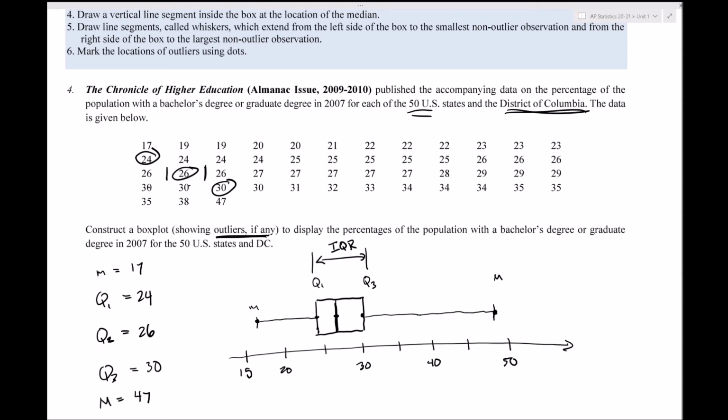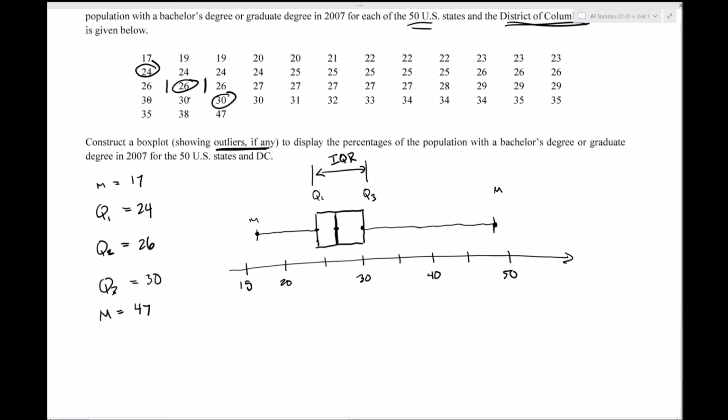So we need to see if we can actually find out if there are any outliers, and the way to do it is the way we did it in class. You find the IQR. IQR is Q3 minus Q1, 30 minus 24, which is 6. IQR is 6. I want 1.5 times that value, which would be 9.